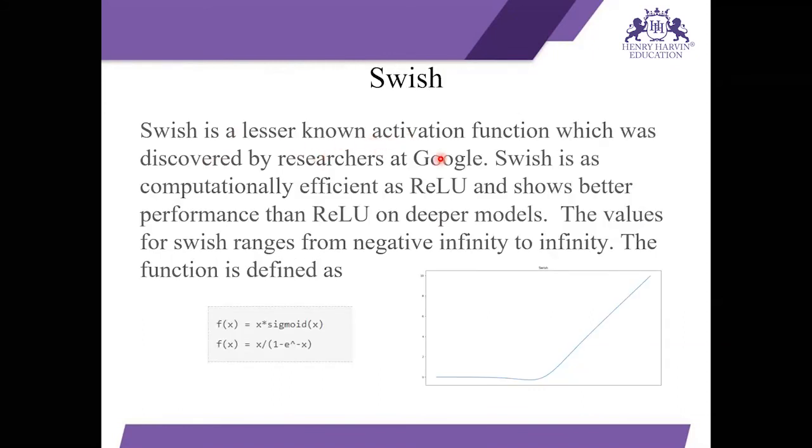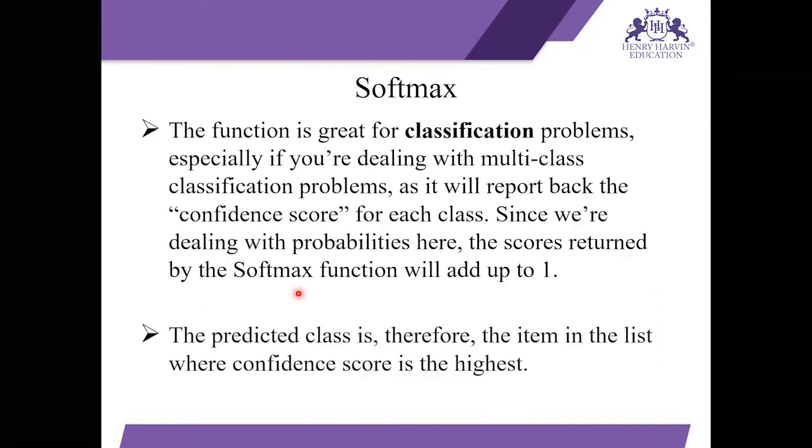Swish is a lesser known activation function which was discovered by researchers at Google, and it is as efficient as ReLU and shows better performance than ReLU on deeper models. The value ranges from negative infinity to infinity. So f of x is equal to x into sigmoid of x, which is nothing but x divided by 1 plus e power minus x.